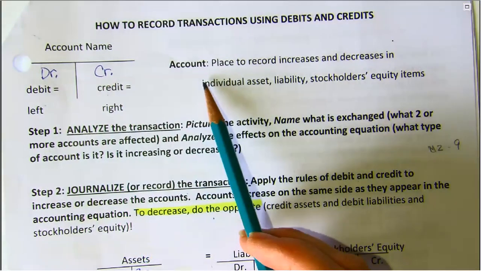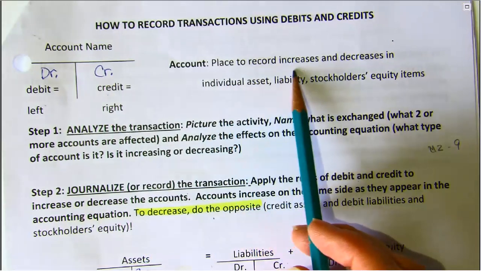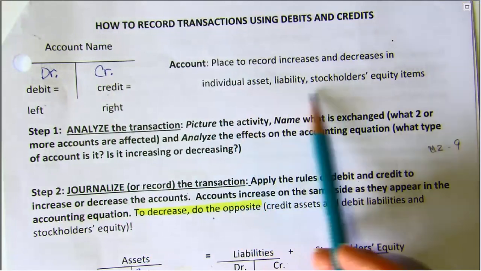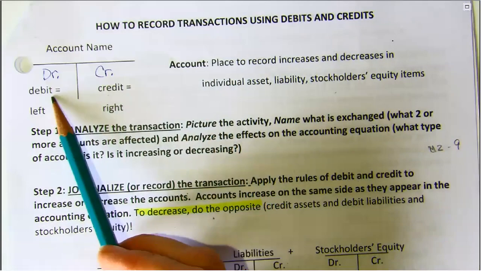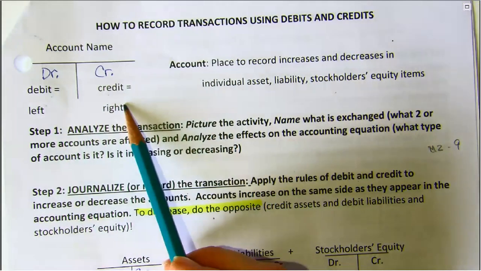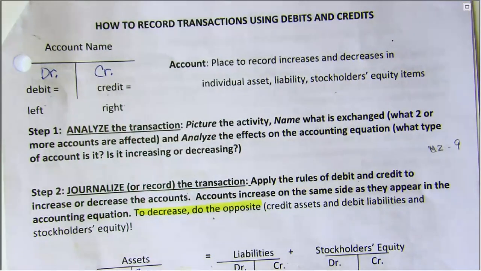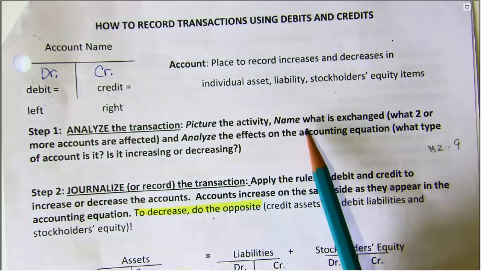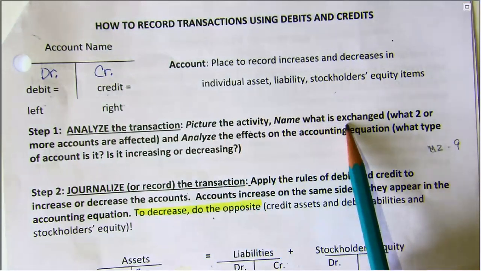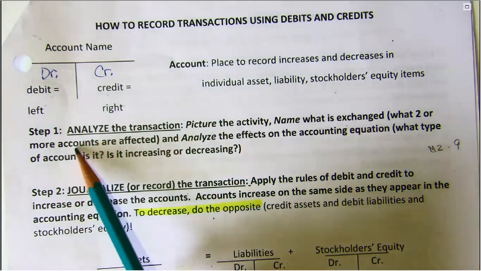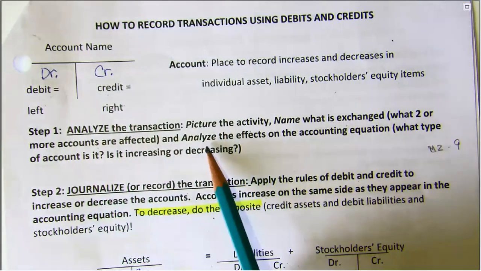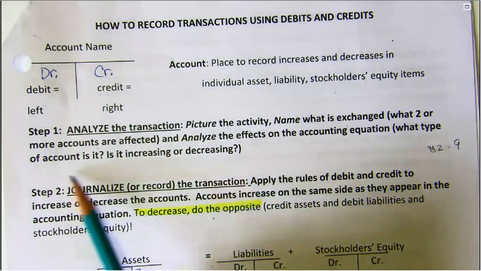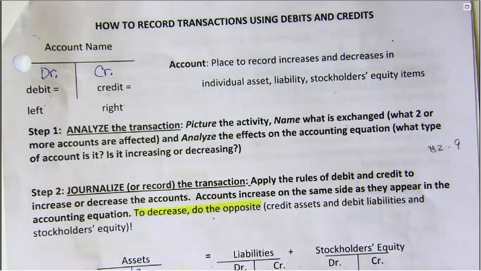So remember, an account, whether it's cash or accounts payable, is simply a place to record increases and decreases in individual asset, liabilities, and stockholders' equity items. Every account has a left side, that's called the debit side, and a right side, that's called the credit side. Now we said the first step in analyzing every transaction is to analyze every transaction. And to do this, the easiest way is to picture what's happening, then to name what is being exchanged. Remember we said there was a giving and a receiving? So what two or more accounts are being affected? And then we analyze, how does that affect the accounting equation? What type of an account is it? Is it increasing or decreasing? So what I'd like to do is go right to problem M2-9 on our worksheet and work that out together to show you what I mean by analysis.